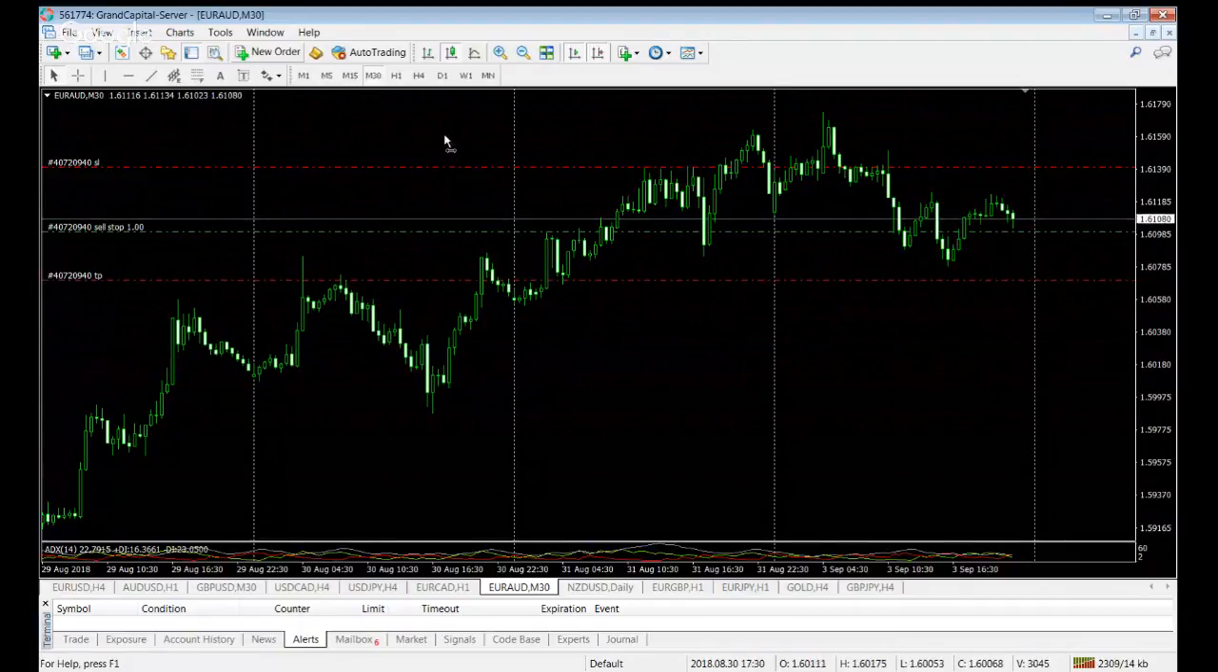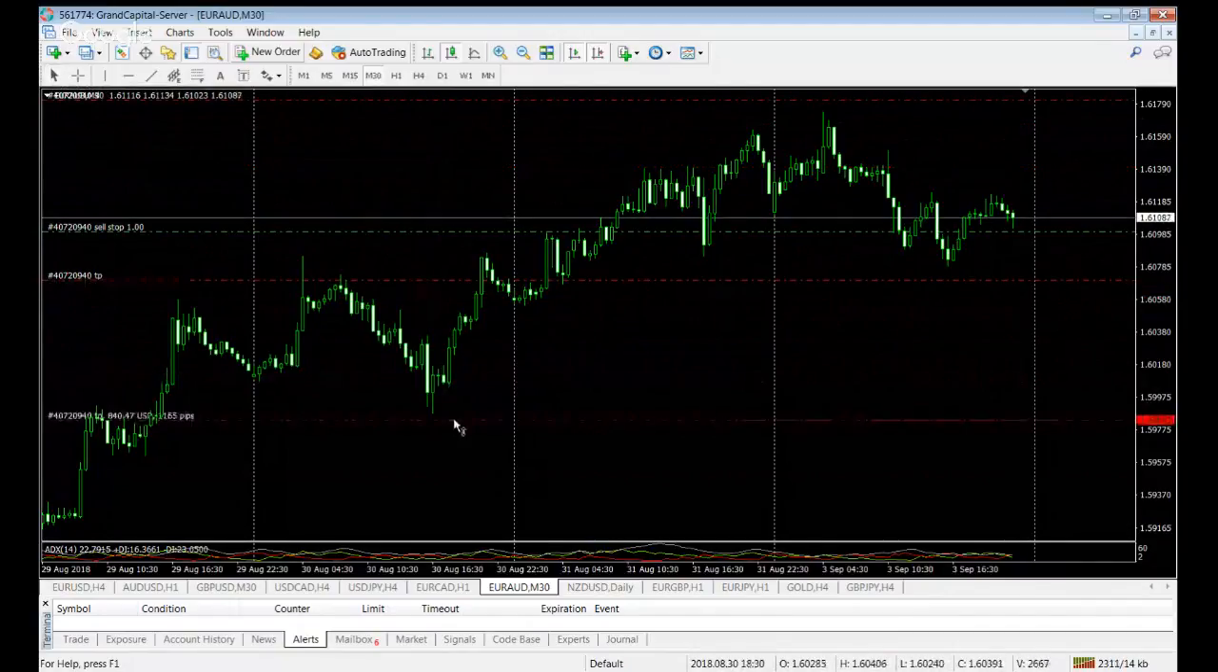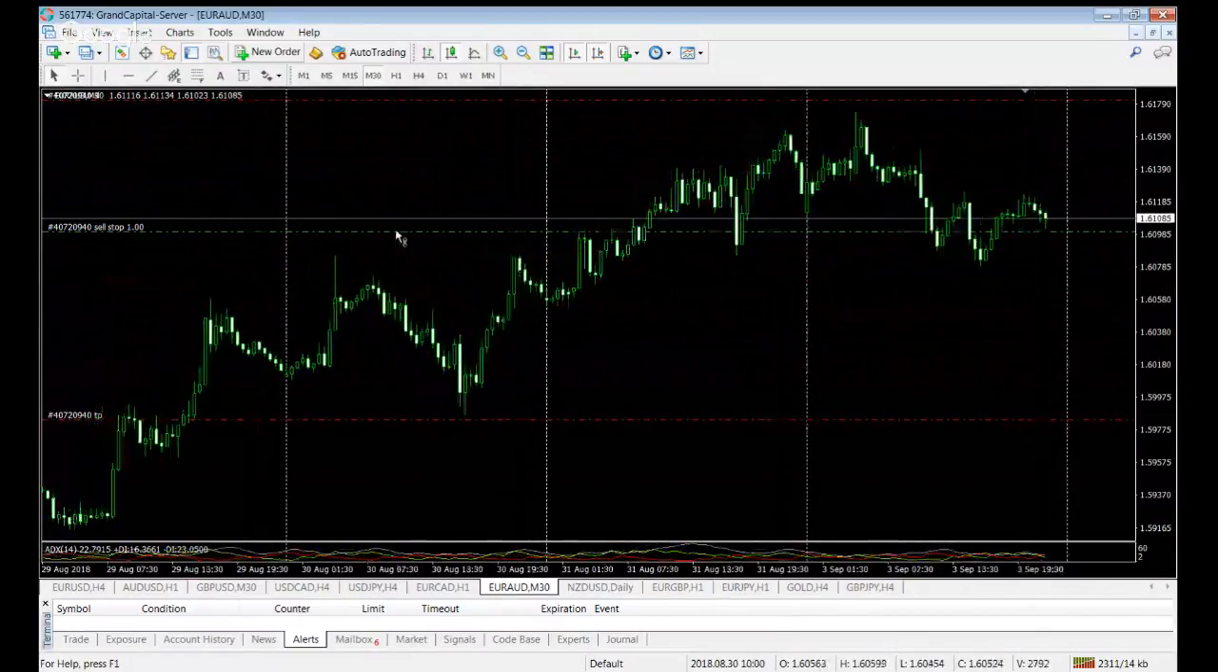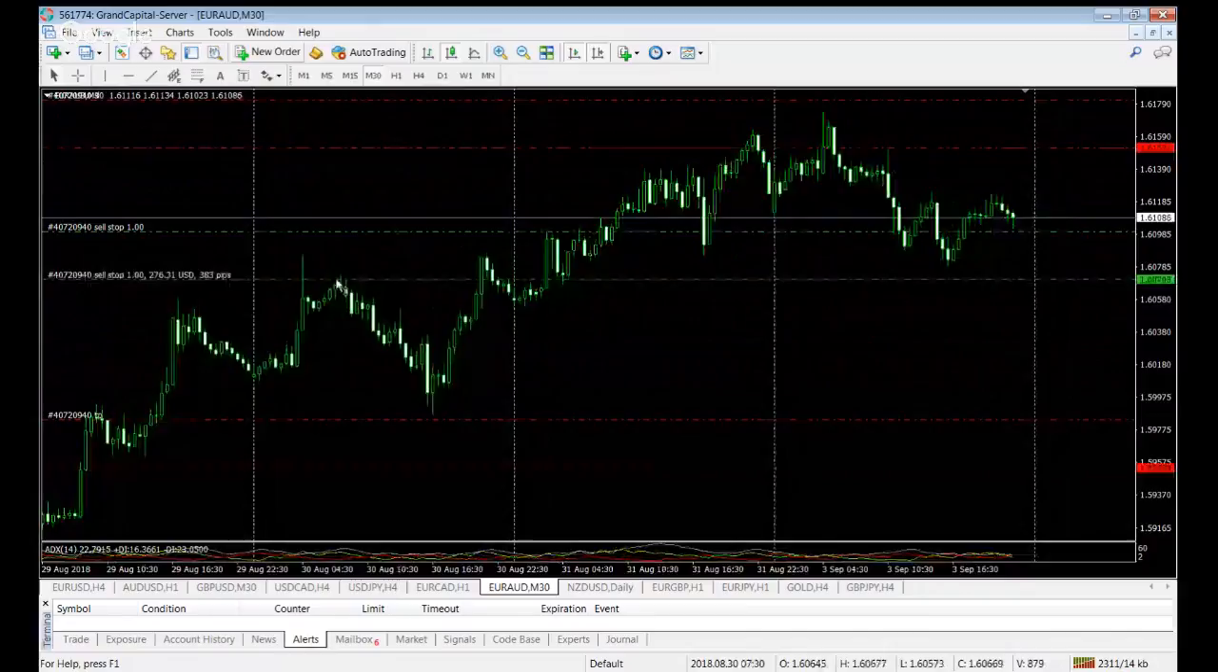So this is it. You can also adjust it. Adjust it as you like. You can decide to adjust the whole order. So this is how it works.